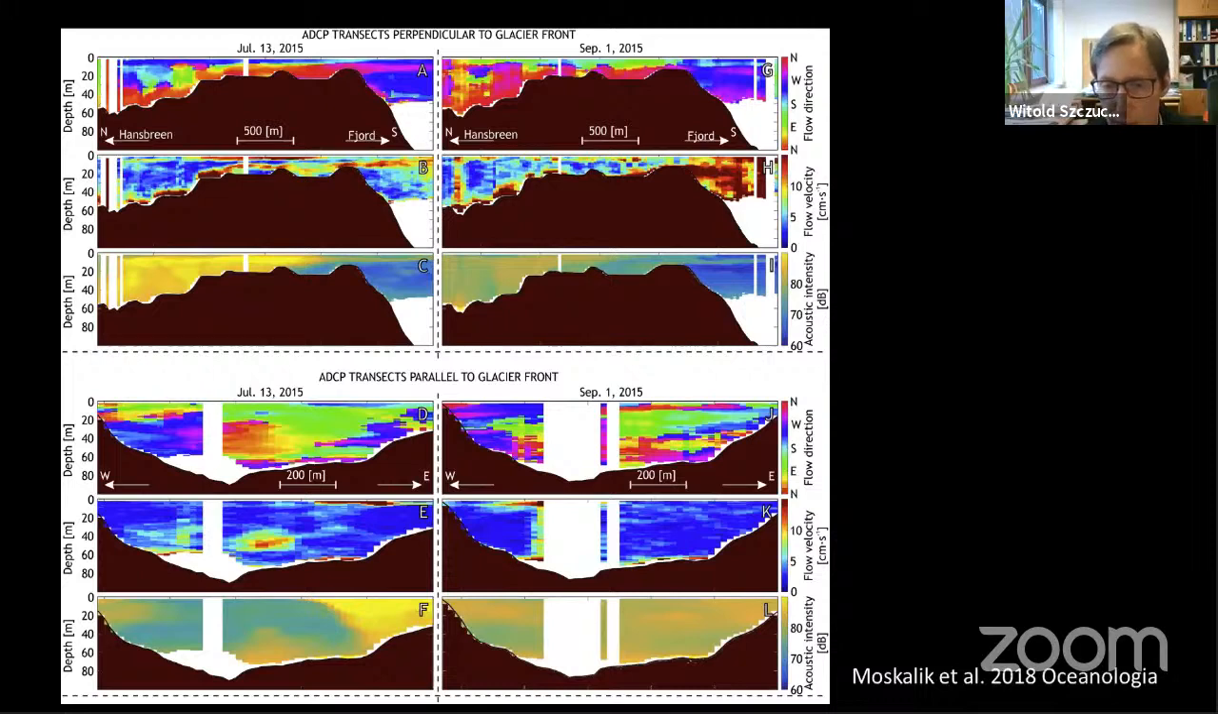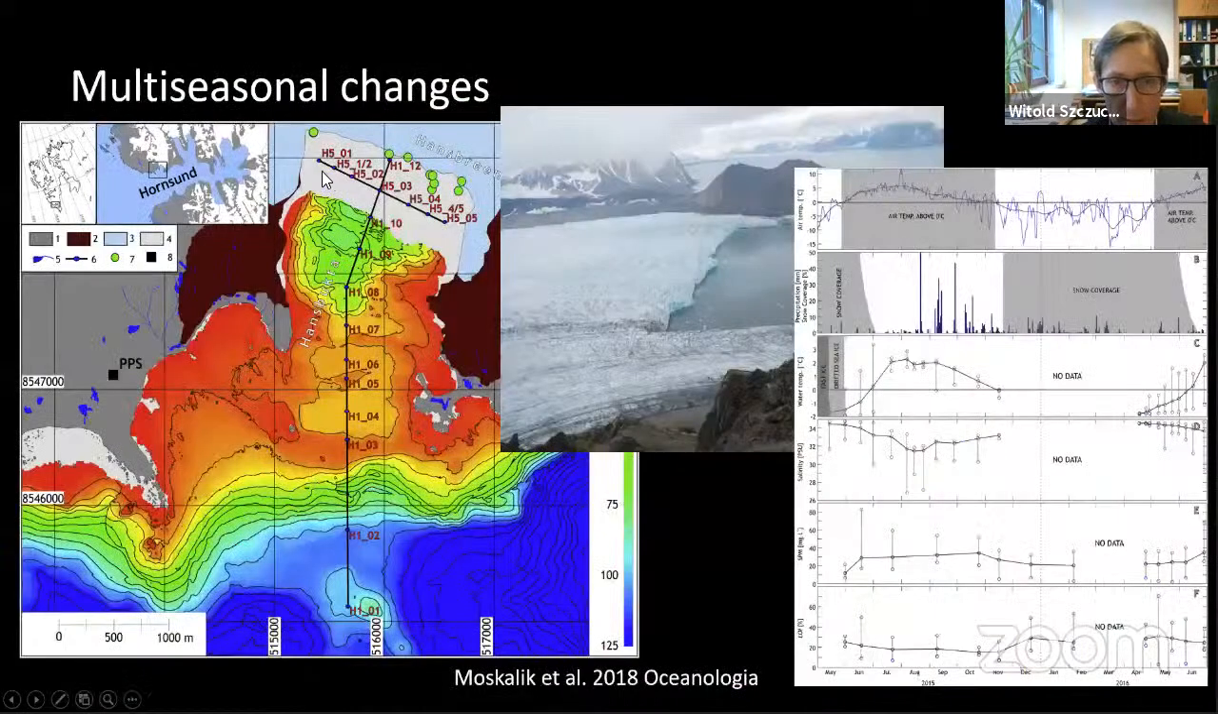As usual, the common understanding is that there is a surface brackish water plume which is flowing pretty fast along the surface, and there must be some compensation underflow. Here you may see ADCP transects, which are perpendicular to the glacier front. So let me come back. So it's along this line.